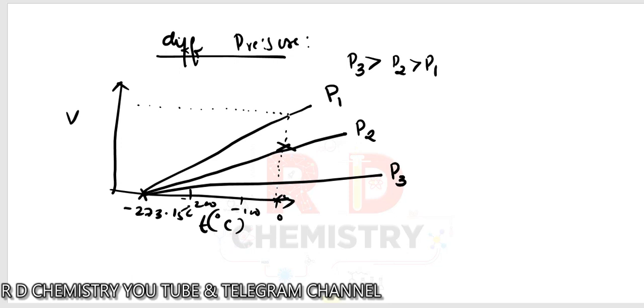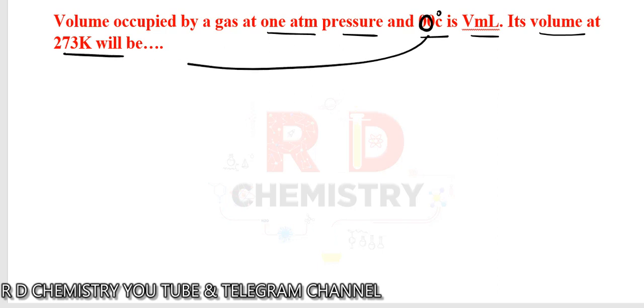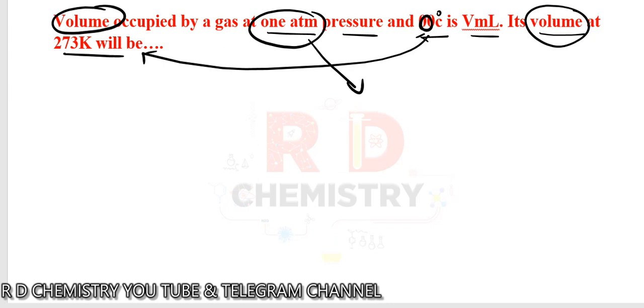Let us see this problem now. The volume occupied by a gas at 1 atmosphere pressure, 0 degree centigrade, is V mL. Its volume at 273 Kelvin will be? Temperatures are changing, volume also gets changed. They're asking for the new volume, which means what is fixed here? 1 atmosphere is fixed. Pressure is a constant.